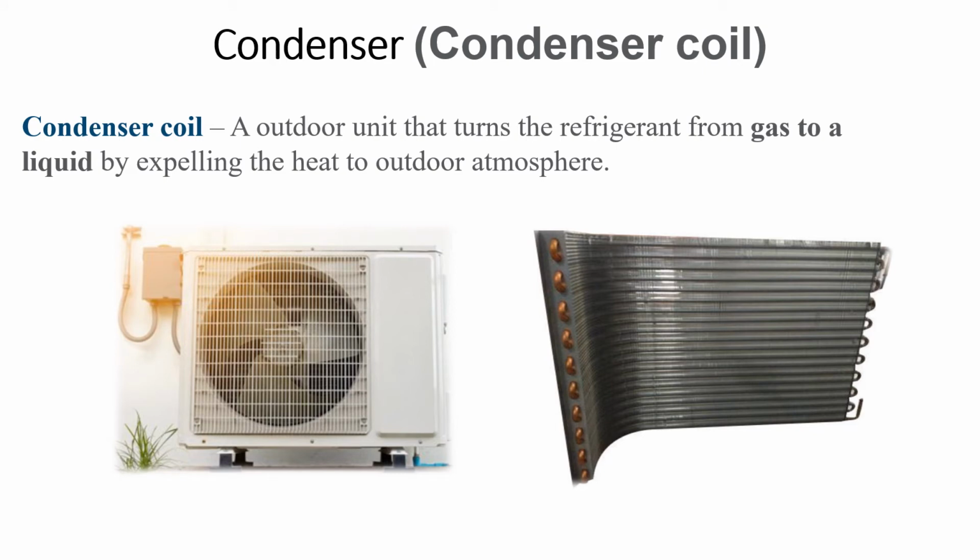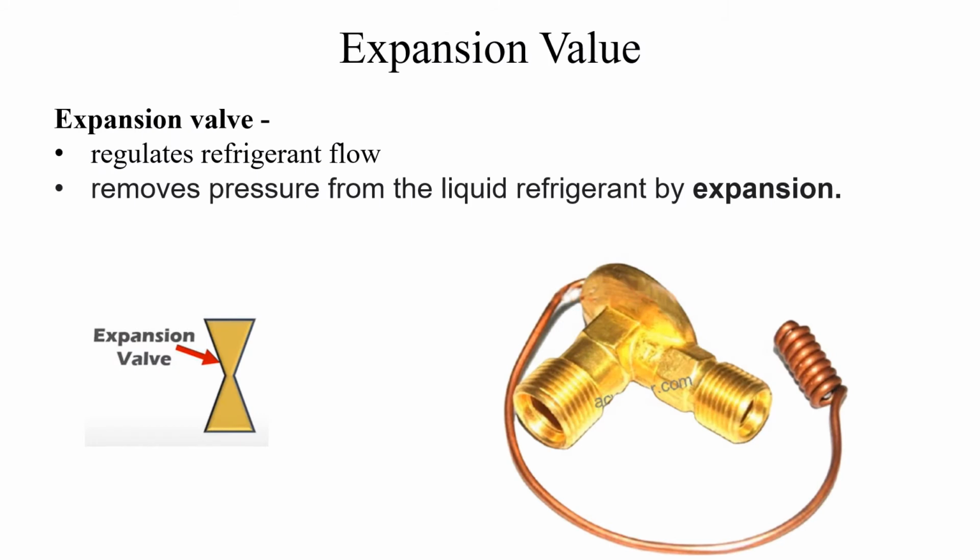Condenser is an outdoor unit which is placed outside the room. It is made up of copper tubes. It receives the high pressure refrigerant gas from the compressor. It facilitates the heat transfer. It expels the heat collected from the indoors to the outdoors and turns the refrigerant from gas to liquid. Expansion valve. This expansion valve regulates the refrigerant flow into the evaporator. It removes pressure from the liquid refrigerant by expansion.